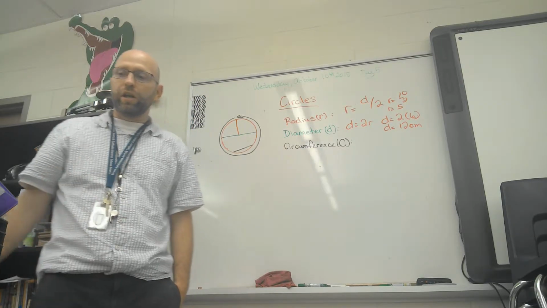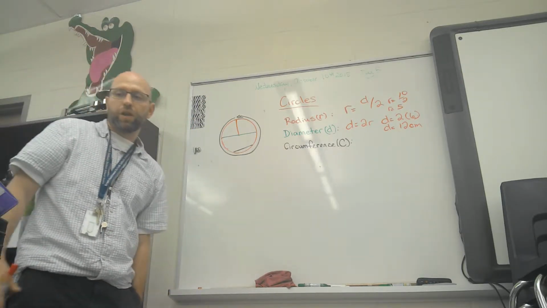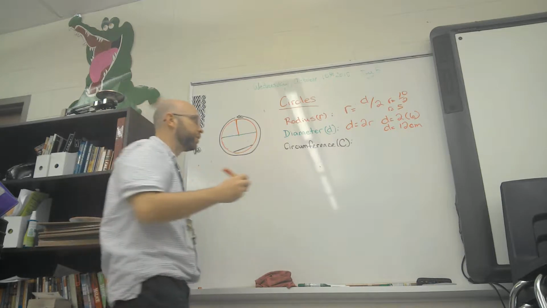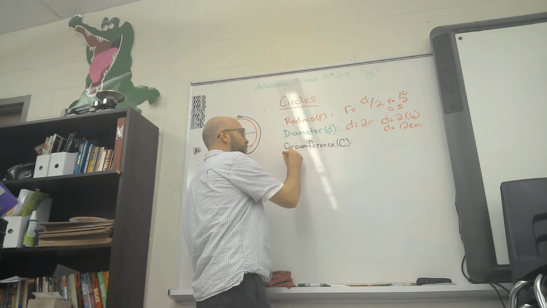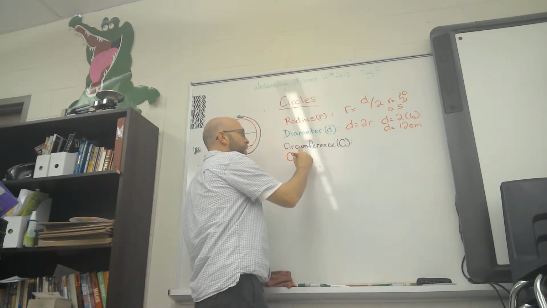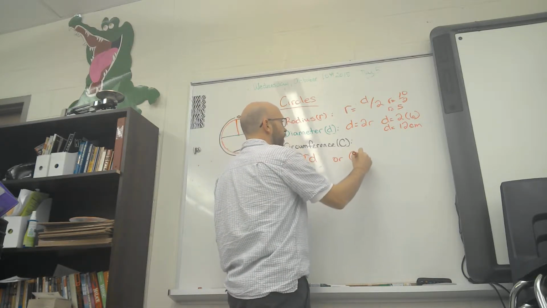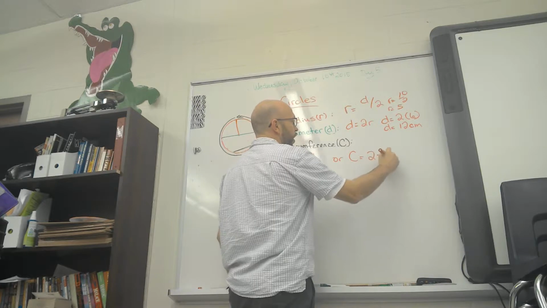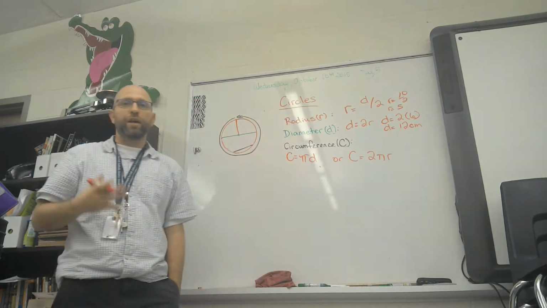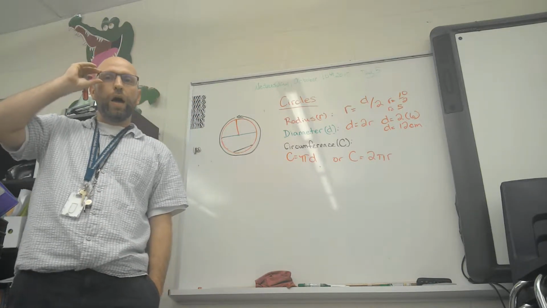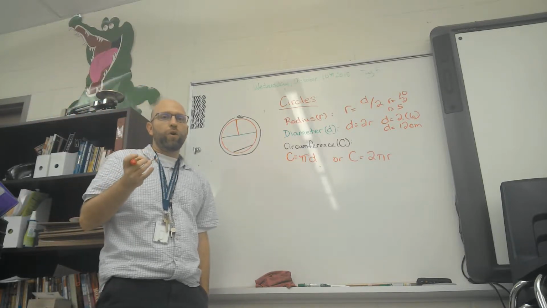The next topic is circumference. Circumference can have two different formulas. One of the formulas will be c equals pi times d, or c equals 2 pi r. They're going to equal the same thing. I'll show you an example in a second. But whatever one you like to work with.